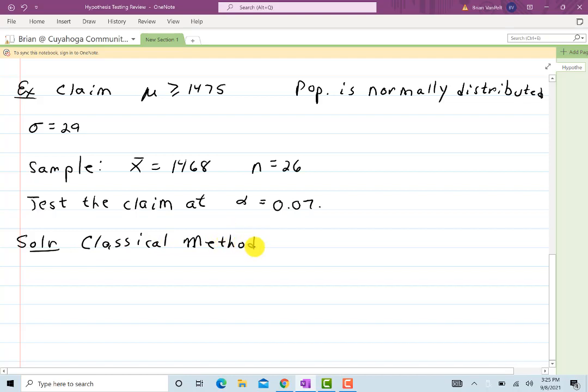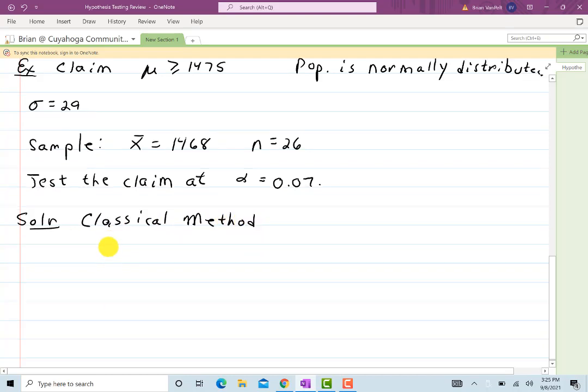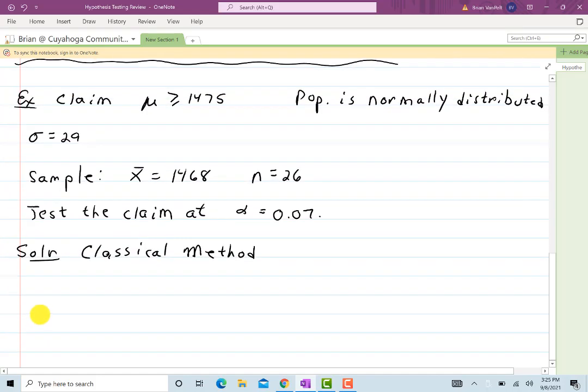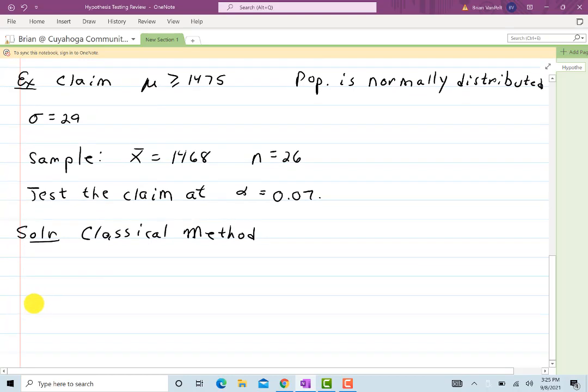And you'll see what I'm talking about. Let's start with alpha equals 0.07. Oh, actually, before I do that, no matter what you do, you need to state your null and alternative hypothesis. Since the equal sign is attached to mu in the claim, that's part of the null hypothesis. So I'll have mu is greater than or equal to 1475 since it has the equal sign. That's the claim. You don't have to write that part, but that is part of it.